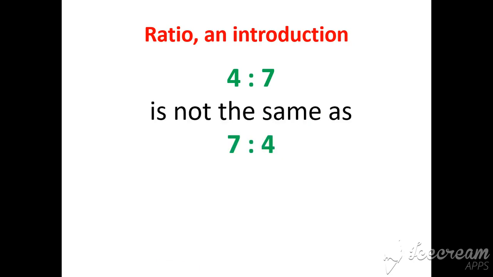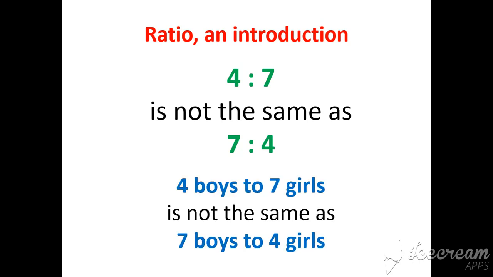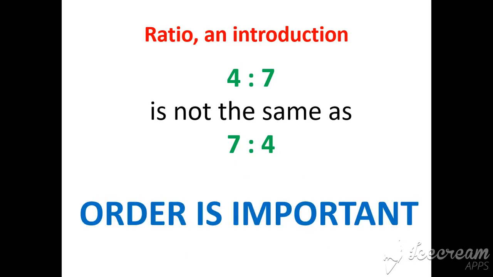Now, 4 to 7 is not the same as 7 to 4. 4 boys to 7 girls is not the same ratio as 7 boys to 4 girls. So be careful with ratio. The order of the numbers is important.